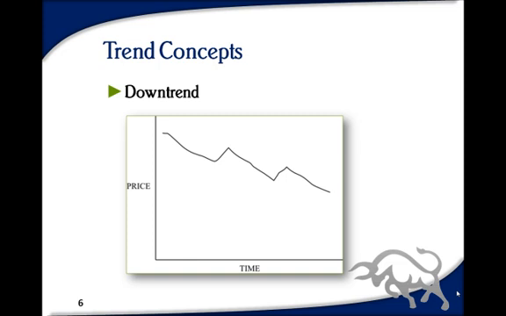Each successive peak is lower. Each successive bottom is lower, and that's a clear downtrend. No ifs and no buts. Sideways trends, or a line in Dow's terminology, goes up and down.